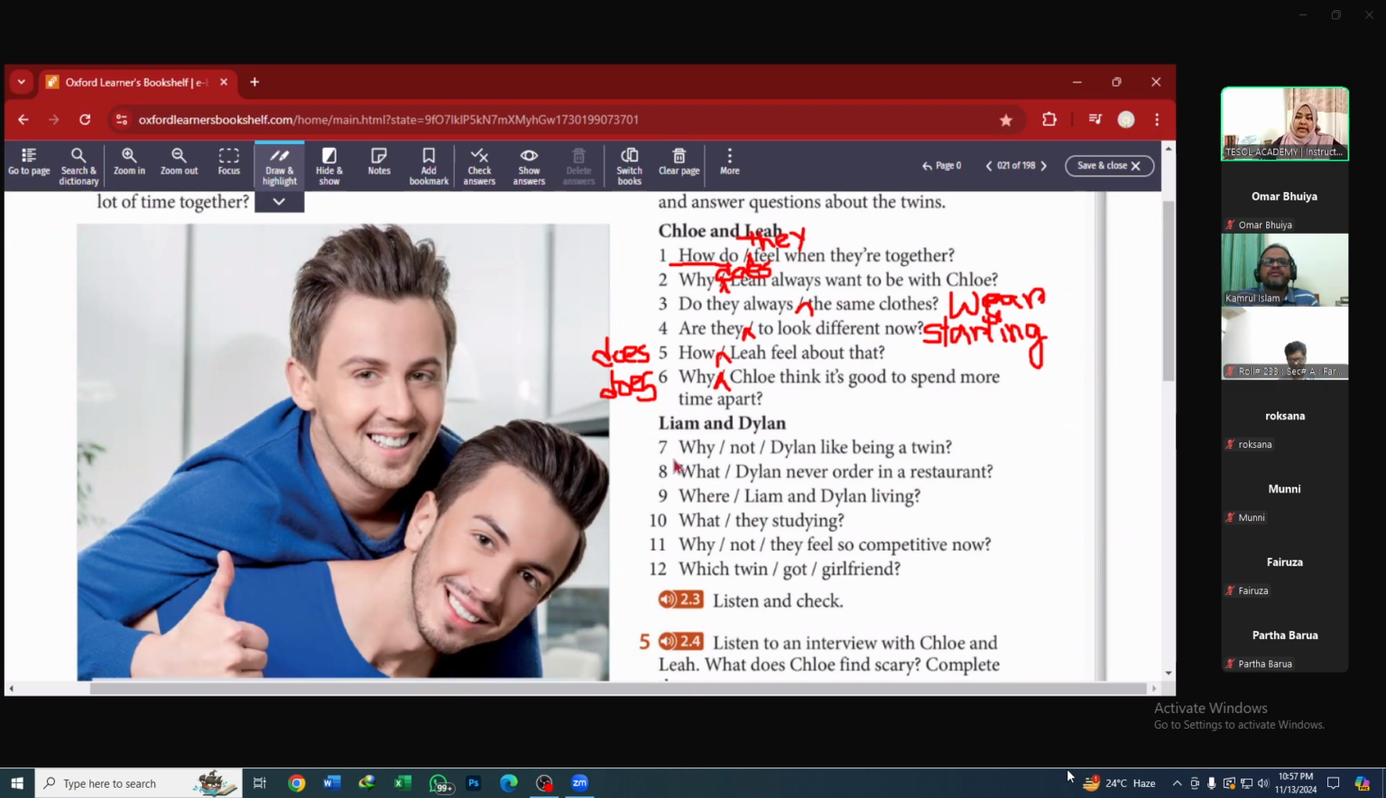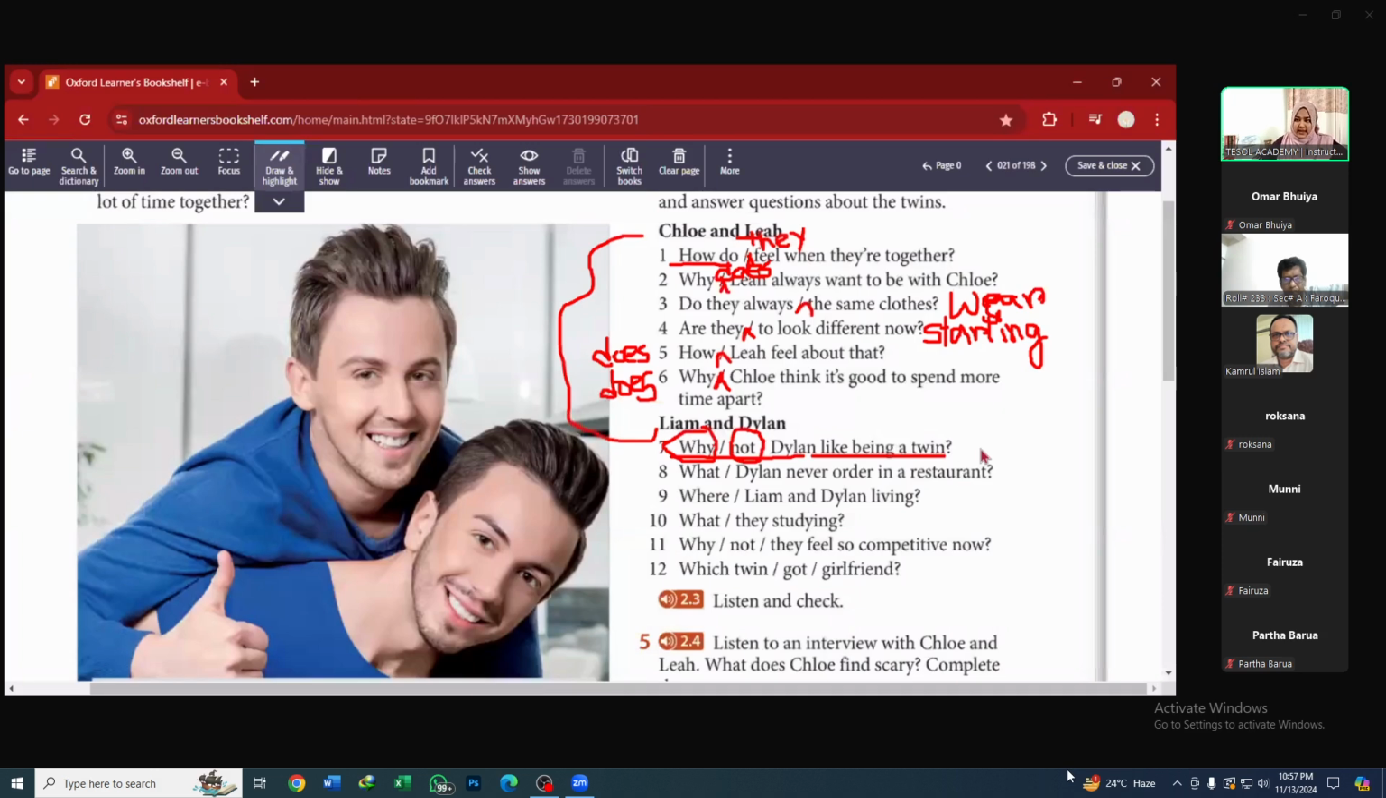So see here, in number seven, we have three prompts. The first prompt, that is why, is the first starting of the question. You will not change it. It will be the way it is. And the second prompt that is given is not. This is given so that you understand the question will be in a negative sense. And the third prompt that is given is about the topic of the question. It's just like the activity that we just did with Chloe and Leah. You just have to form questions from the prompts that are given.